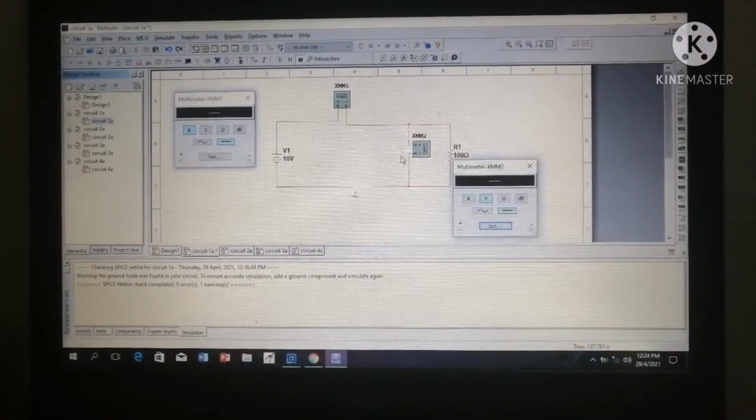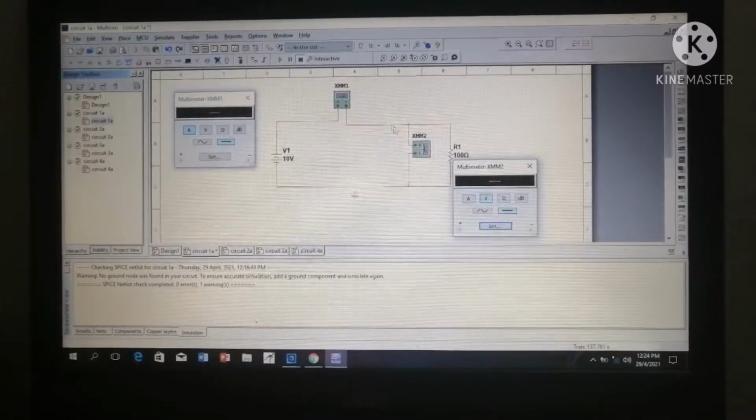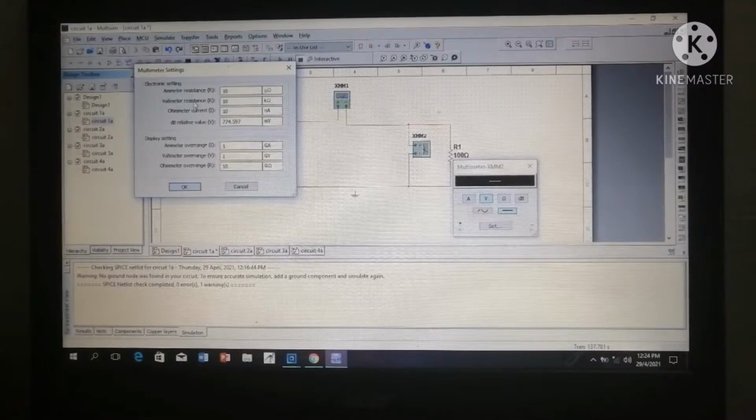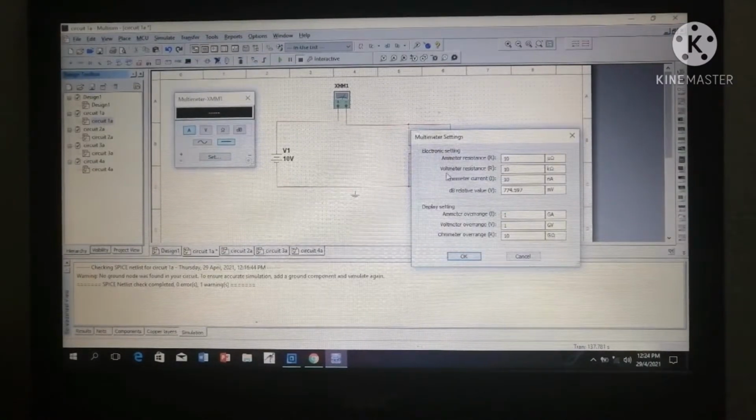Alright, so for the activity 1A, we need to build the circuit based on the figure 1.1 with DC voltage supply. The value is 10 volt. This is a DC supply, and then this is a resistor, and then we got two multimeter here to measure the current and the voltage. Don't forget to change the voltmeter resistance to 10 kilo ohm or 10,000 ohm. Click OK, and also change this voltmeter resistance to 10 kilo ohm or 10,000 ohms.